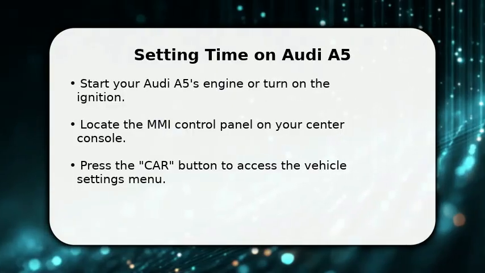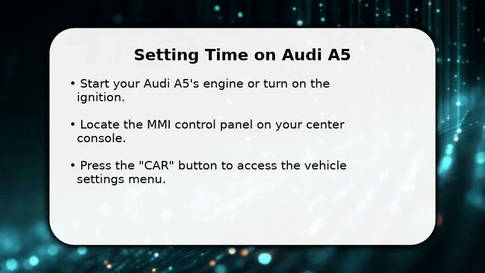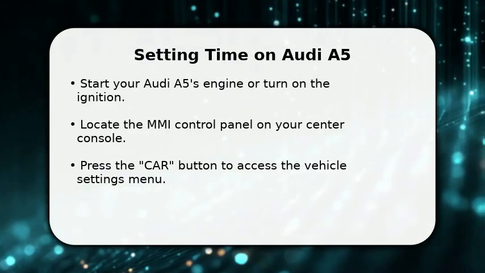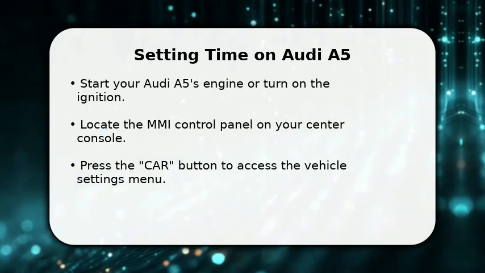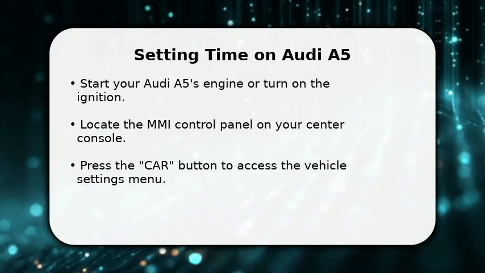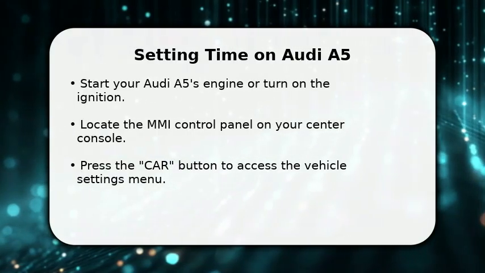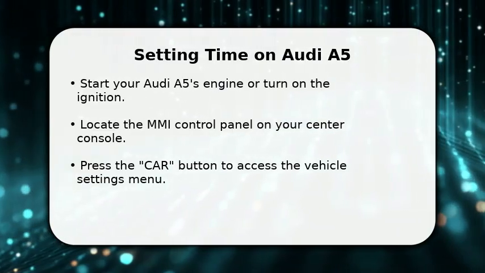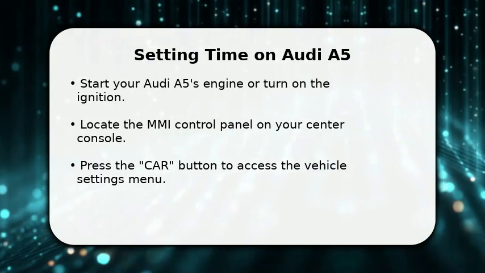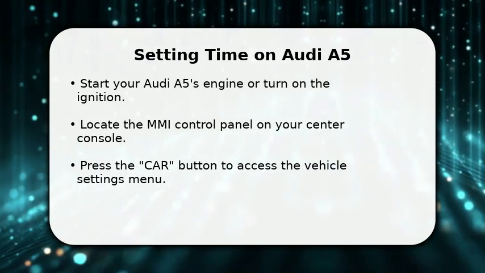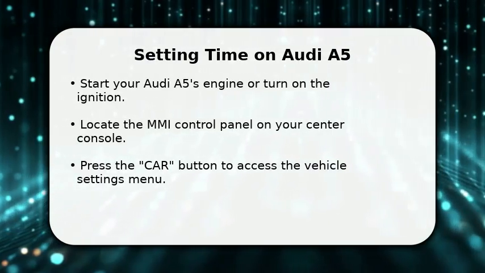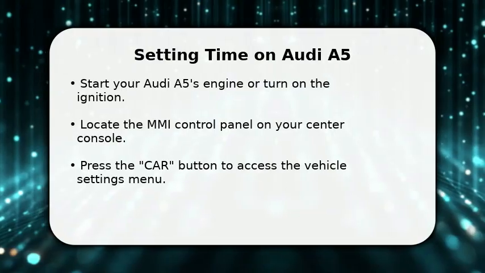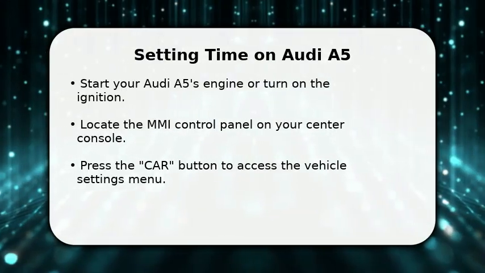In this video, I will explain how to set the time on your Audi A5. First, ensure your vehicle's ignition is on or the engine is running. Then, locate the MMI control panel, typically found in the center console. You will need to press the CAR button to begin accessing the vehicle's main settings. This initial step is crucial for navigating to the correct menu.